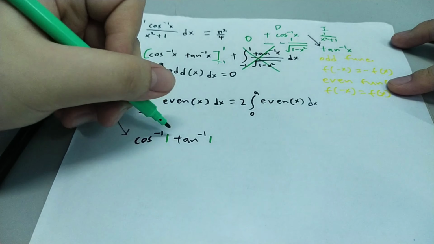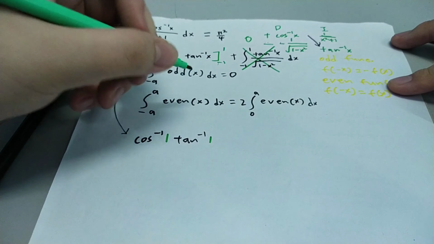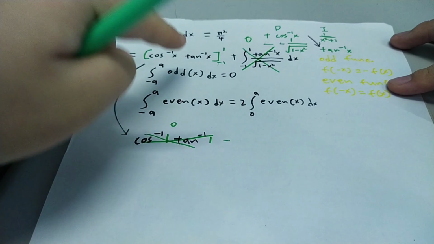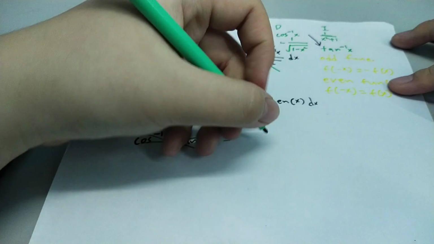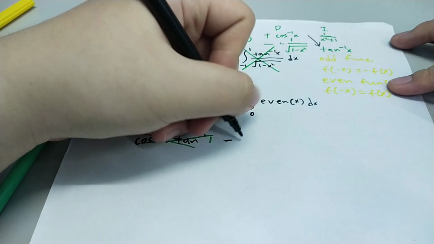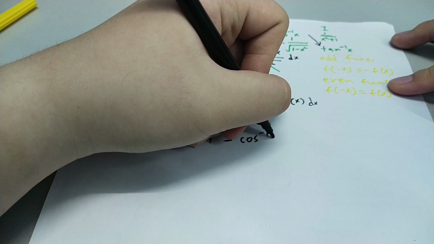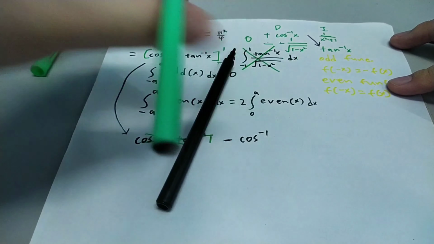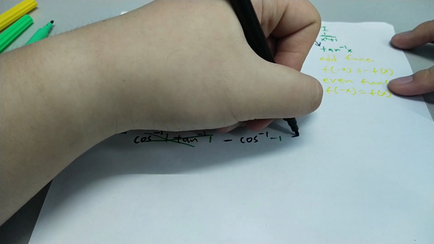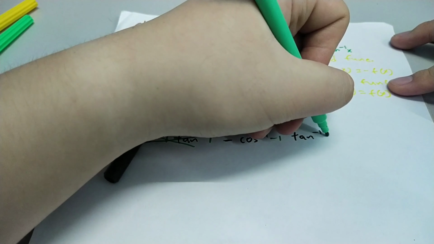Inverse cosine of 1 is going to be 0. So 0 times inverse tangent of 1 is still going to be 0. So this whole thing is equal to 0 minus the inverse cosine of negative 1 times inverse tangent of negative 1.